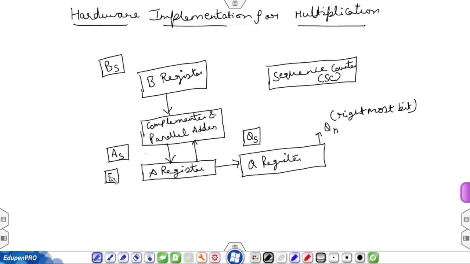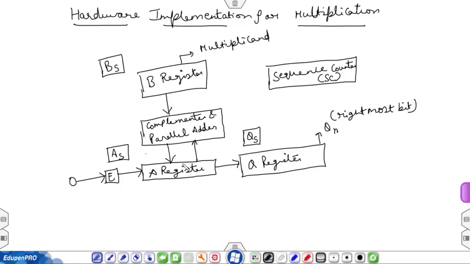Here E is another register, or you can say it is a flip-flop because it stores one bit. It is basically used to store the carry bit. Initially E will be 0 and A will also be 0. The multiplicand will be stored in the B register, and the sign of the multiplicand will be stored in the BS flip-flop. This circuit is called the complement and parallel adder, which is responsible for performing the complement and addition operation. The complementer will work when either the multiplicand or multiplier is negative.